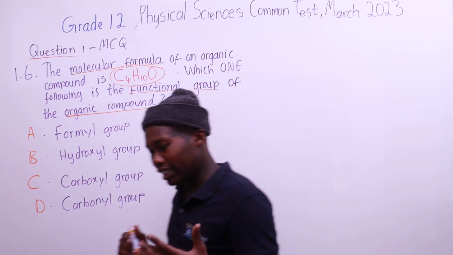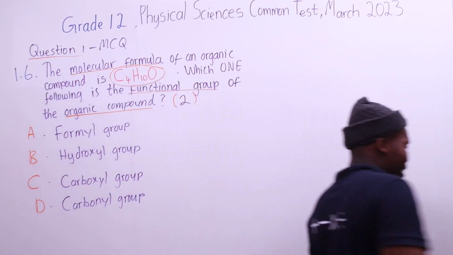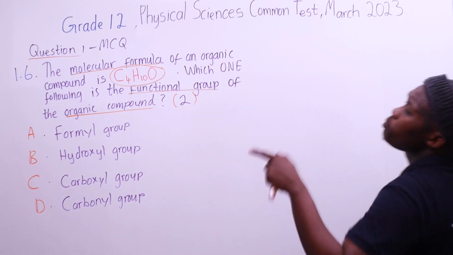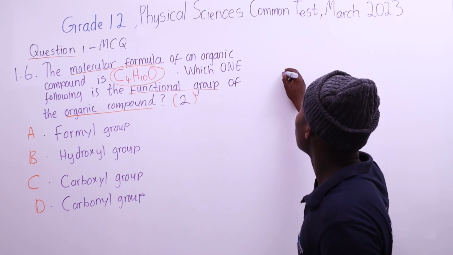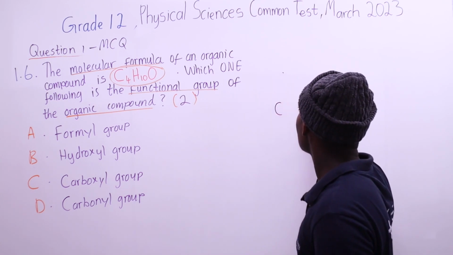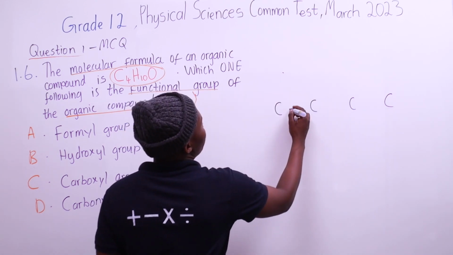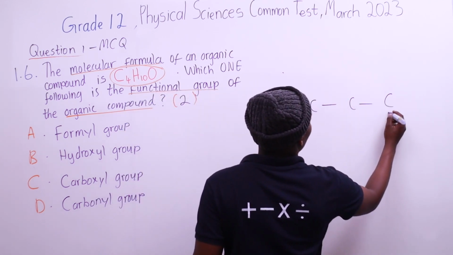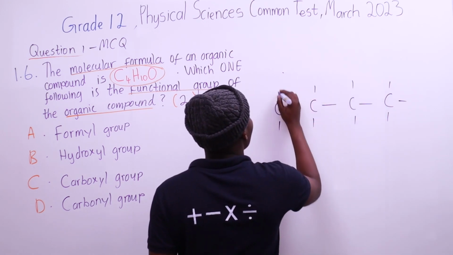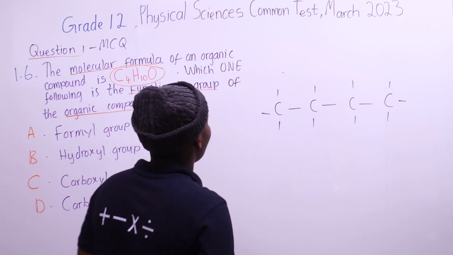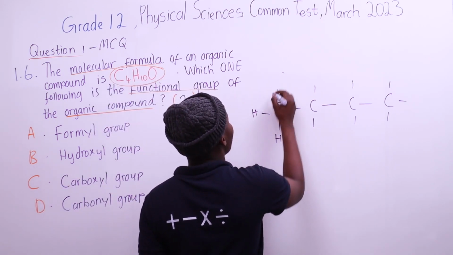So it can only be an alcohol, but let's try and draw the structural formula, because now the molecular formula is in the structural formula. So it has 4 carbon atoms. So let's just say 1, 2, 3, 4. And an alcohol has only single bonds. And then what we can do is add the OH.